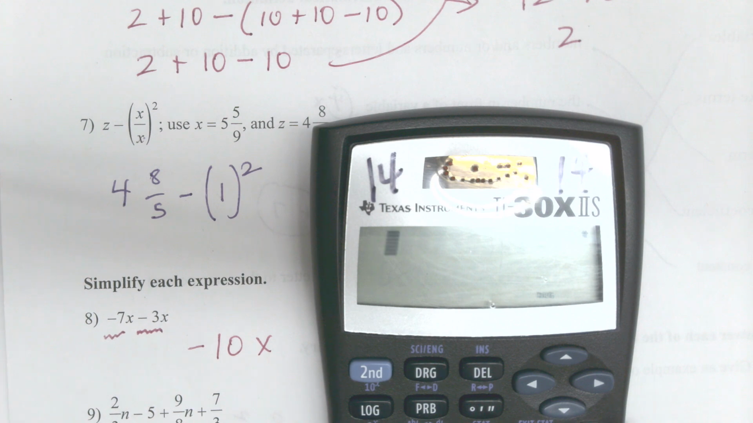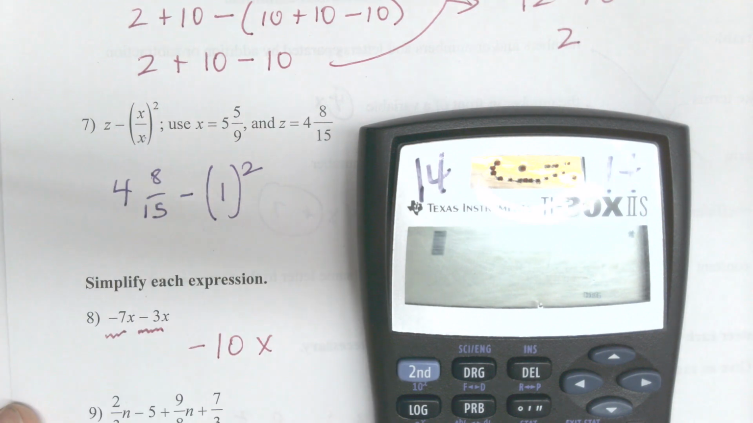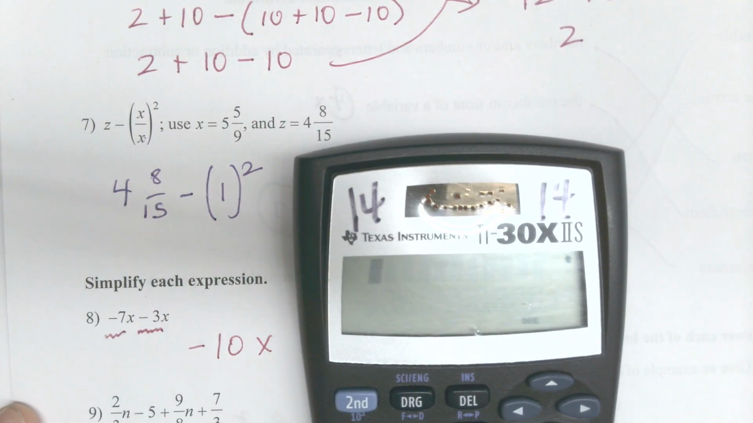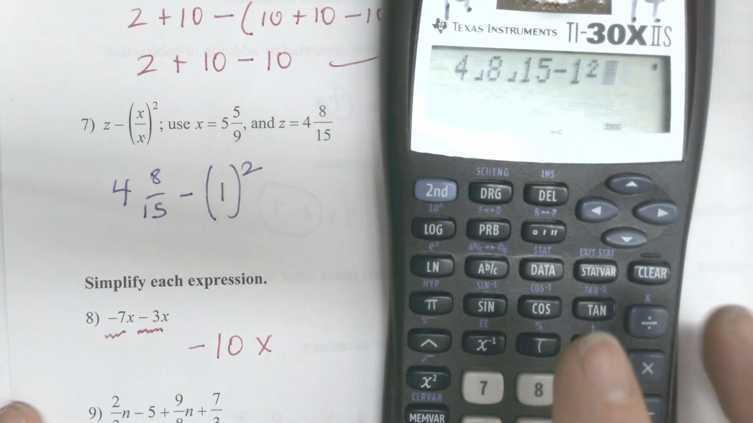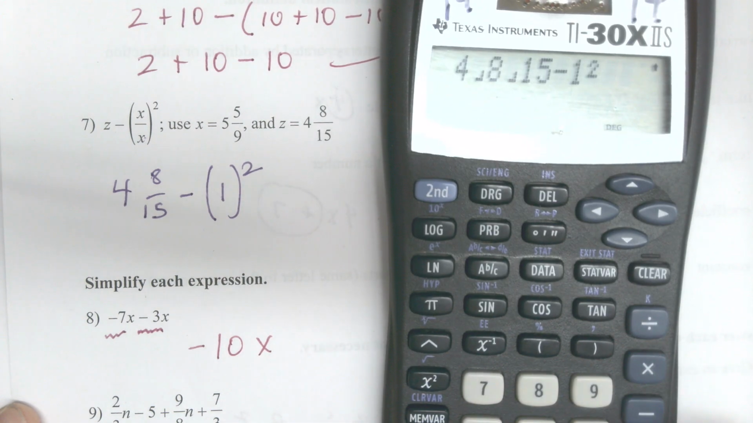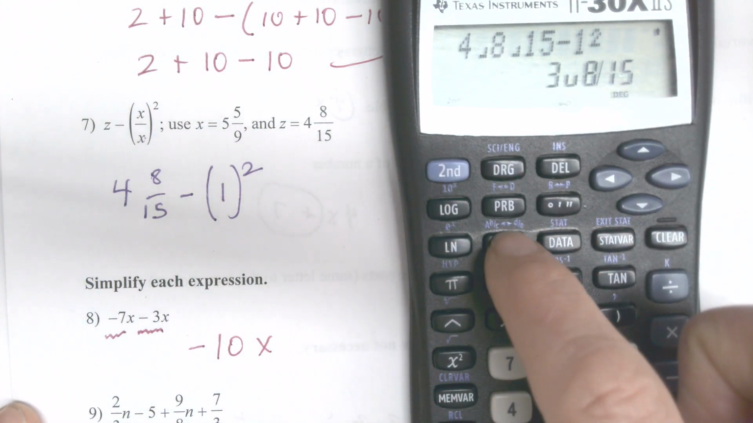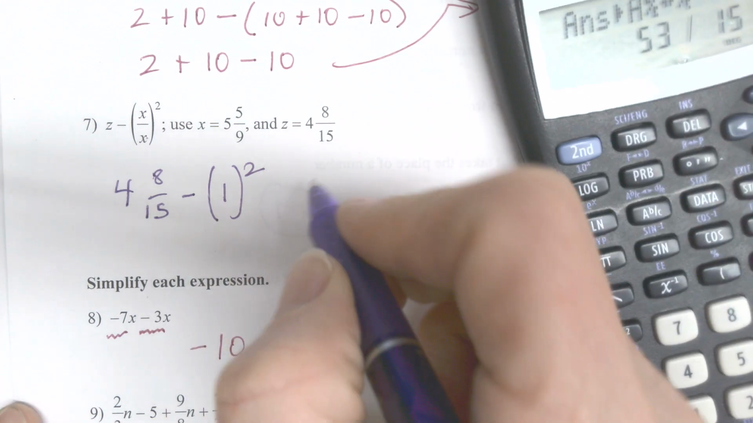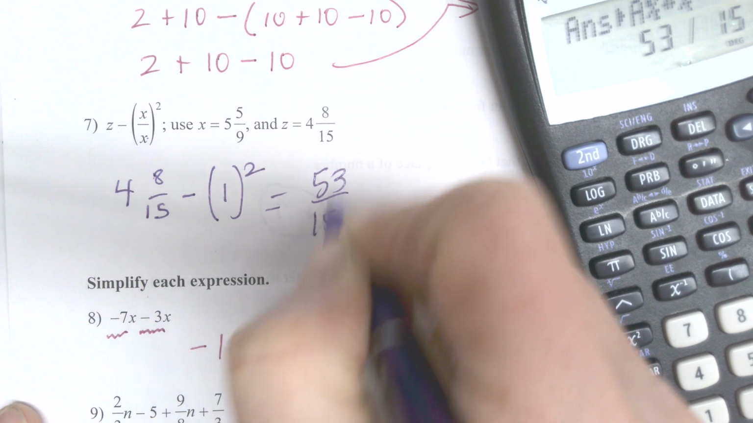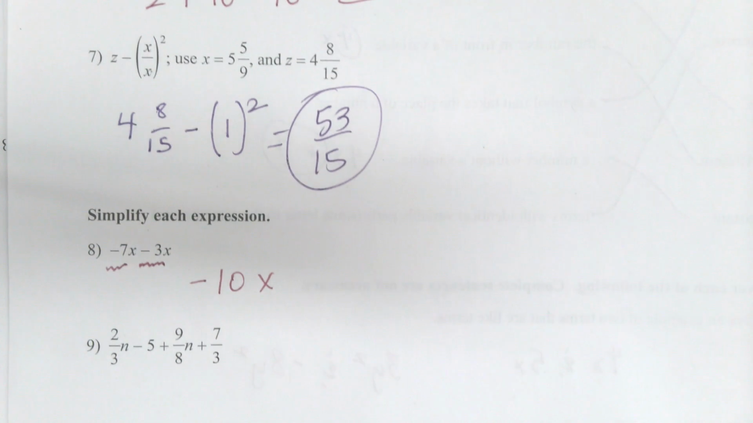But anytime I can take some time, I said this is 15ths, save myself some work, I do some simplifying on my own. 4 8/15 minus 1 squared, I've got a squared key on mine, look for that on yours, equals 3 8/15. That's what I was talking about before, so I'll do second, convert it into the improper fraction, and 53/15 is my answer. So 53/15. Again, your test is going to be multiple choice, and typically the answers are going to be in improper form.